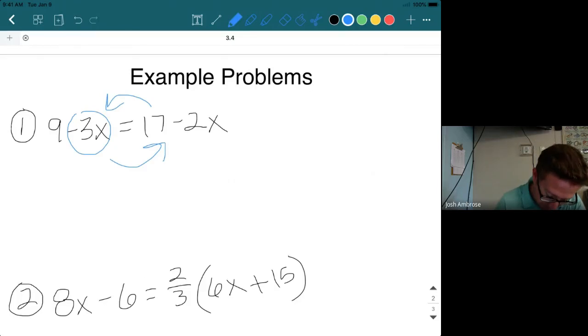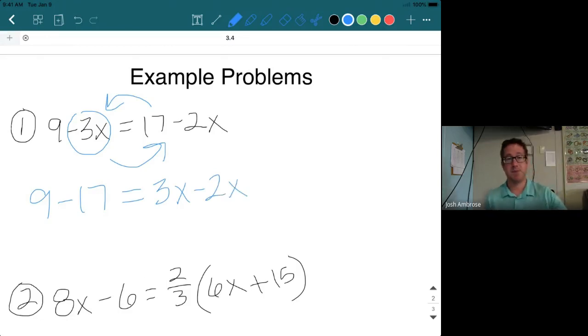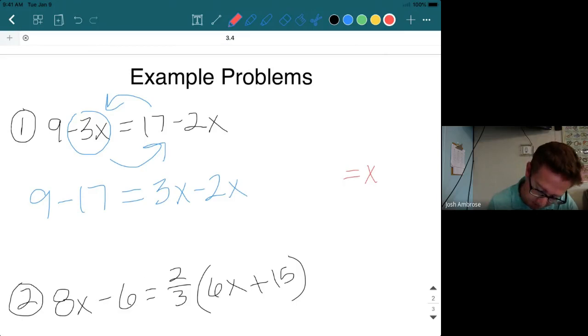So let's rewrite. I now have 9 minus 17 equals a positive 3x minus 2x. Pay attention to your signs as you move. They become the opposites. Now combine like terms. I have a 3x minus a 2x, which is pretty nice because that is just going to give me x. And then I have a 9 minus a 17, and that's going to give me a negative 8. Negative 8.